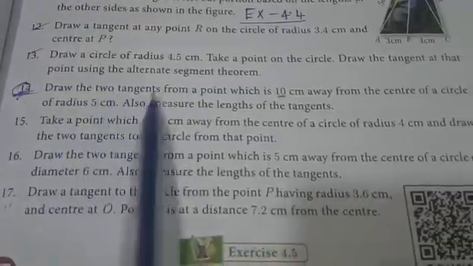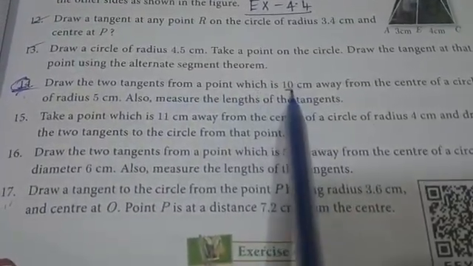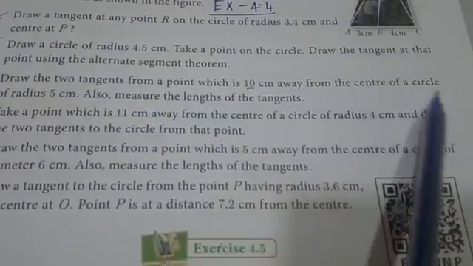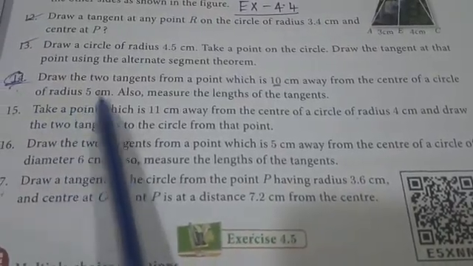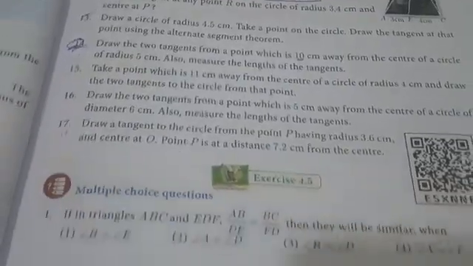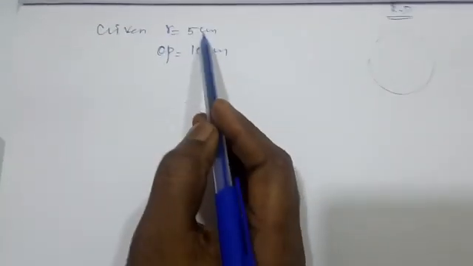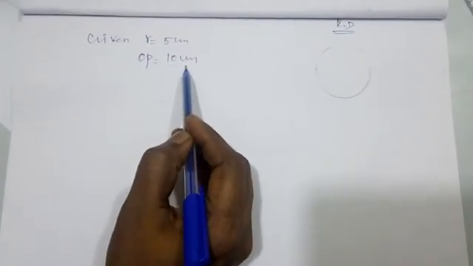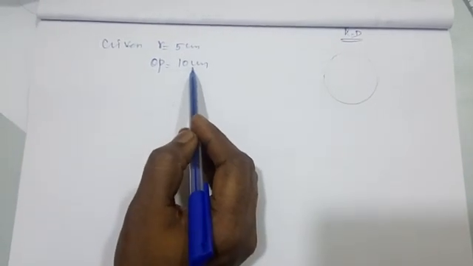See the 14th sum. Draw the two tangents from a point which is 10 cm away from the center of a circle of radius 5 cm. Also measure the length of the tangents. So the given radius is 5 cm. The external point OP is away from the center by 10 cm.